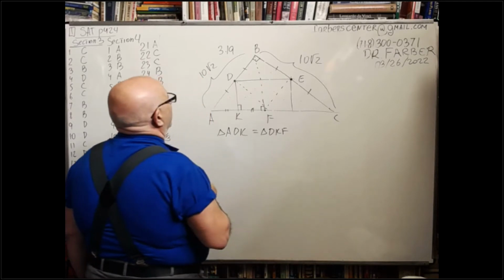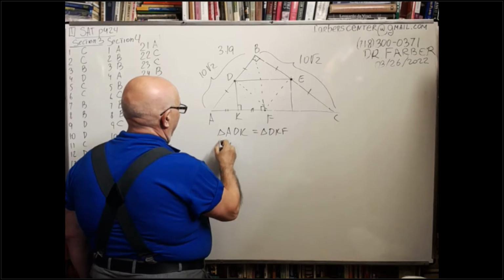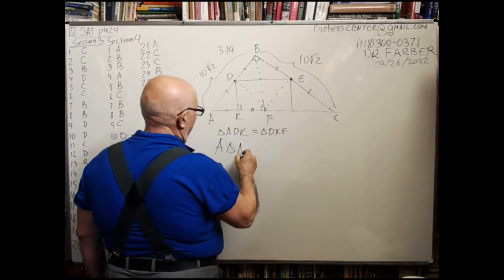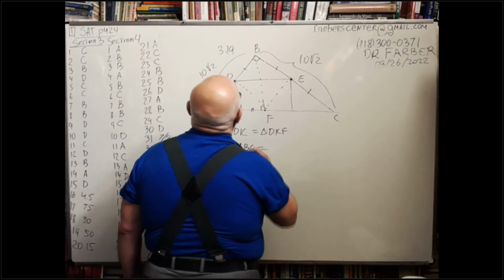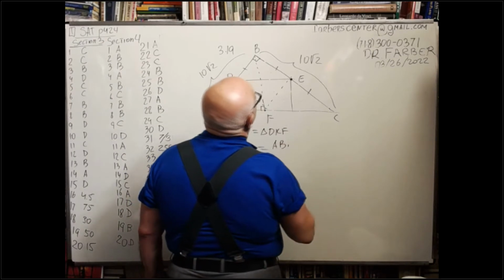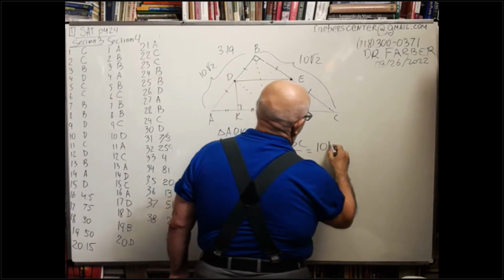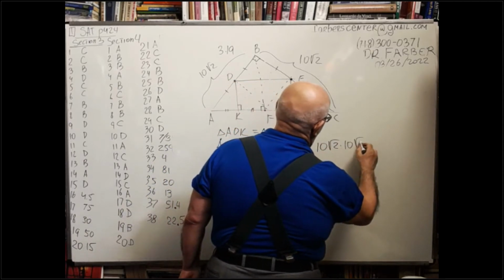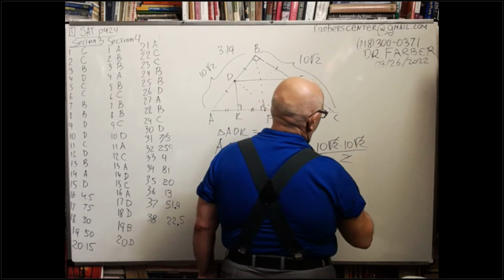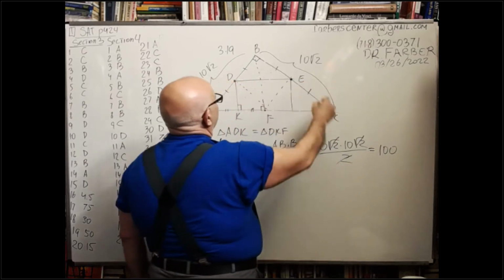So we split it into 8 triangles, and the area of triangle ABC equals AB times BC divided by 2, or 10 square root of 2 times 10 square root of 2 divided by 2. Square root of 2, square root of 2 and 2 cancel out, equals 100. This is the area of the large triangle.